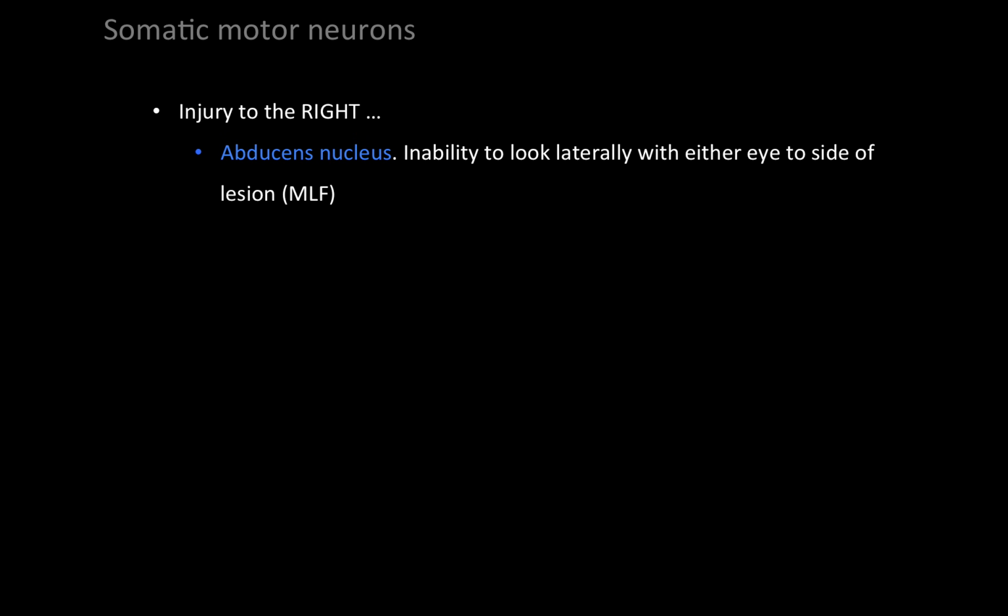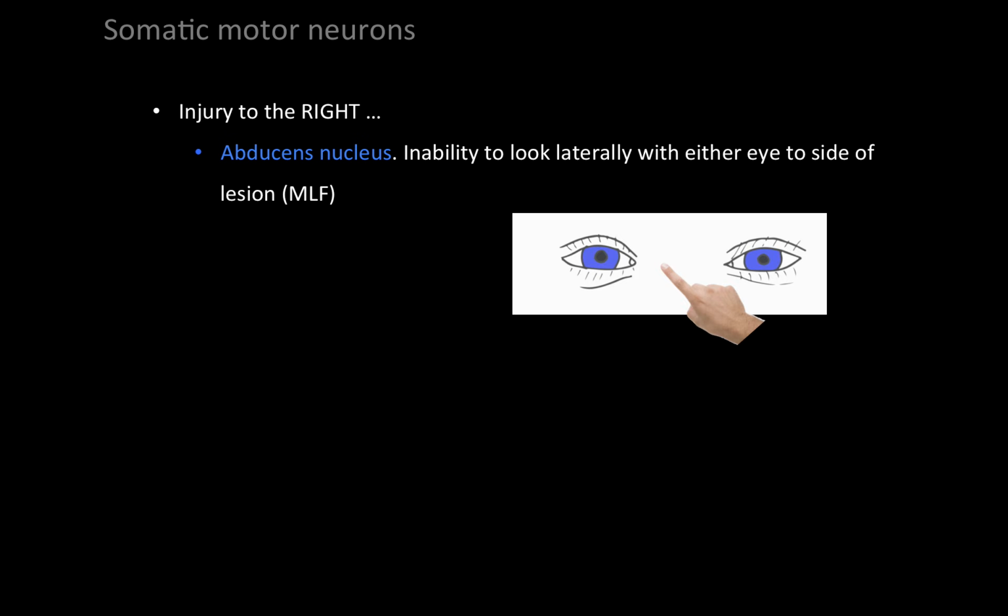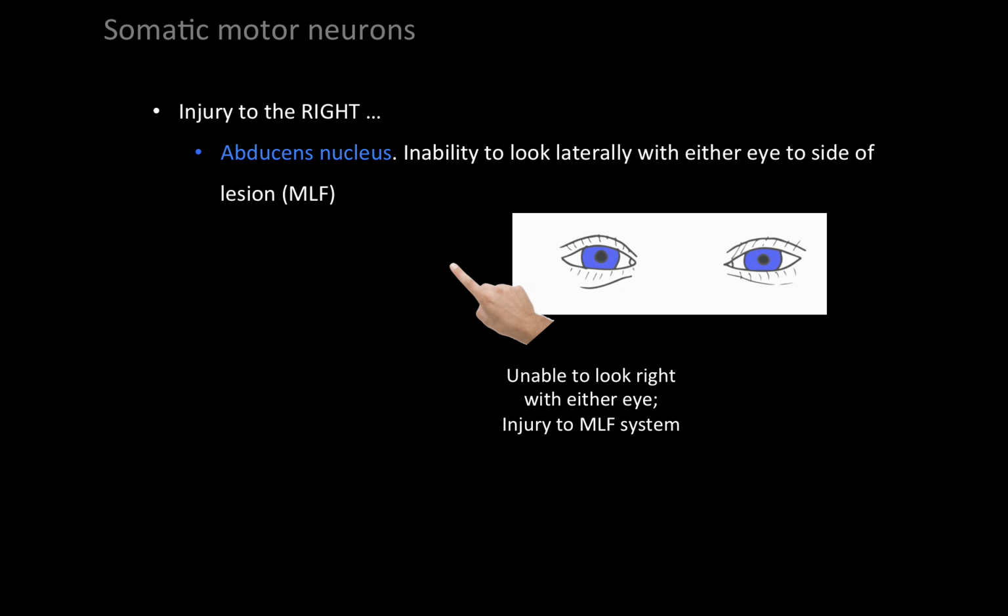What about injury to the right abducens nucleus? This results in an inability to look laterally with either eye to the side of the lesion. This is due to the MLF, which is the medial longitudinal fasciculus. This is something to learn about later on. And so here we've got the eye looking forward, and if it's the right abducens nucleus that's injured, likely the patient's unable to look right with either eye because of injury to the abducens nucleus, which affects the MLF system. The MLF system helps coordinate the oculomotor, abducens, and trochlear nuclei to coordinate a bilateral gaze.